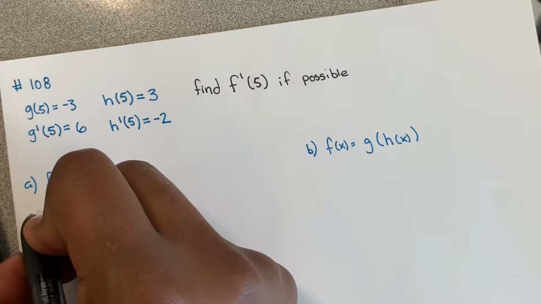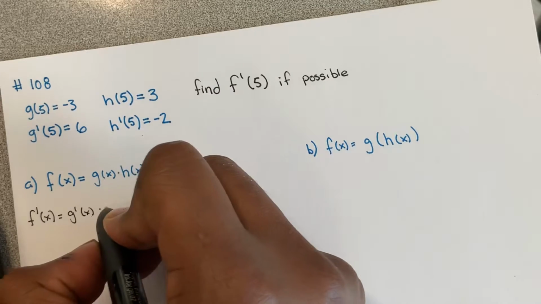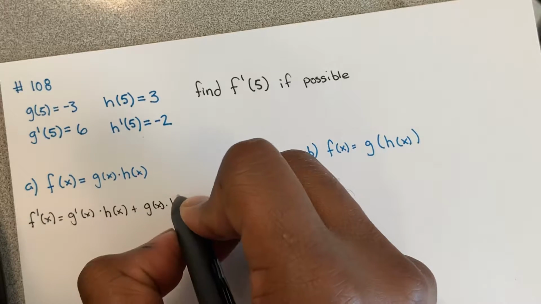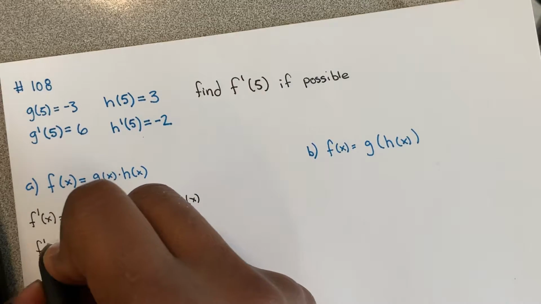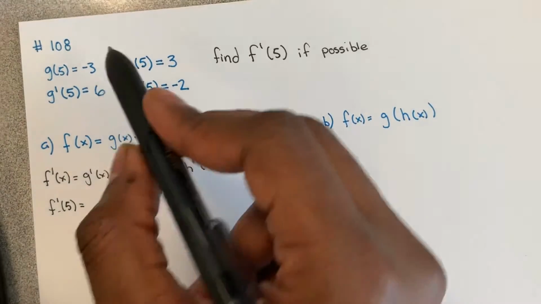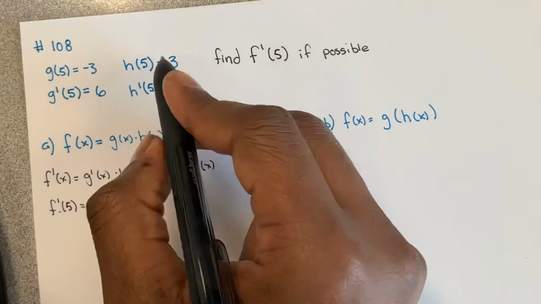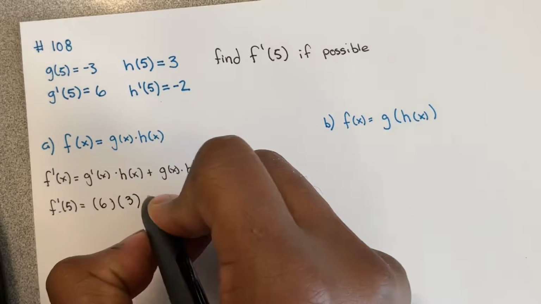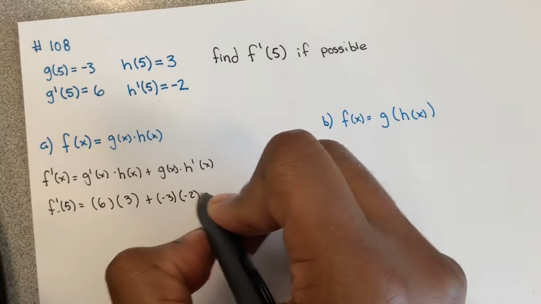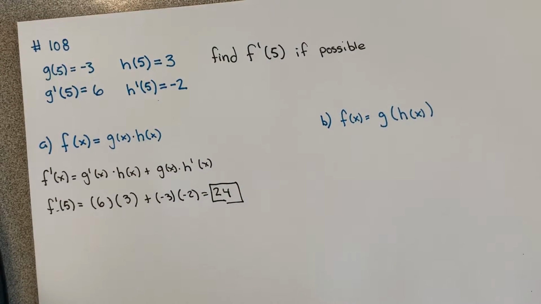So for part A, we know that the derivative is g prime of x times h of x plus g of x times h prime of x. And so, yes, we can find f prime of 5, because it's g prime of 5, which is 6, we'll put that in parentheses, times h of 5, which is 3, plus g of 5, which is -3, times h prime of 5, which is -2. So that's 18 plus 6, which is 24. So yes, this one is possible.